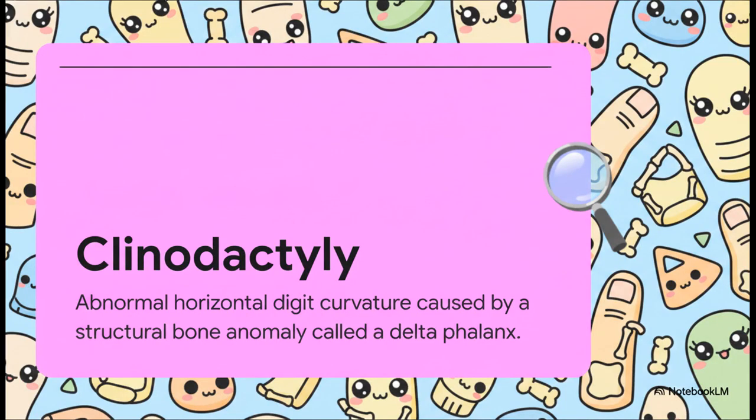The correct answer is clinodactyly, and the absolutely crucial point to remember here is that this horizontal curvature is driven by a structural bone defect called a delta phalanx, basically a trapezoidal or triangular middle phalanx. Just to differentiate, camptodactyly is a fixed flexion deformity in the sagittal plane, usually affecting the PIP joint, and brachydactyly just refers to shortened digits caused by hypoplastic bones.